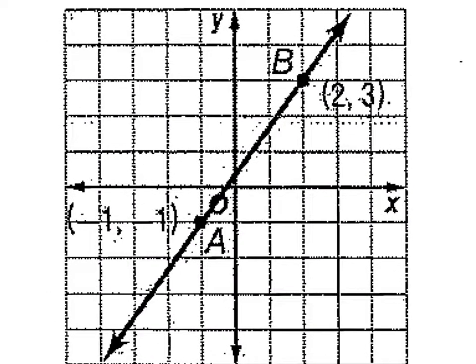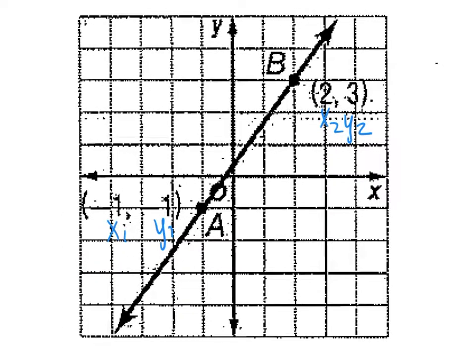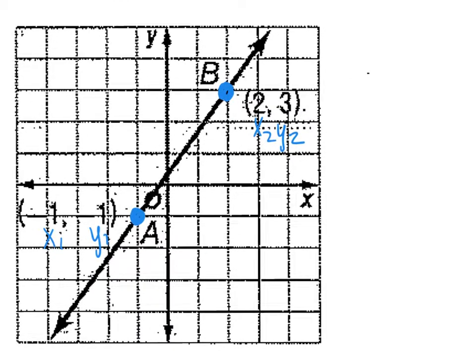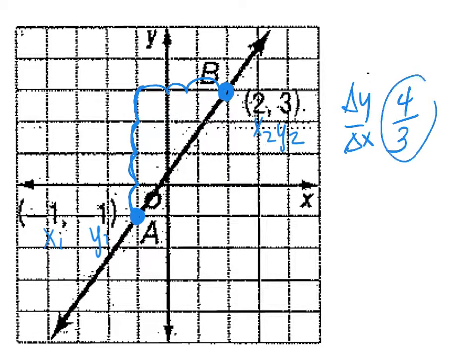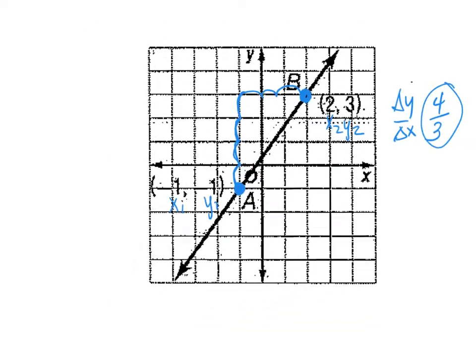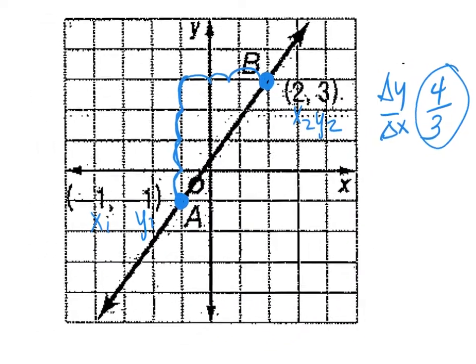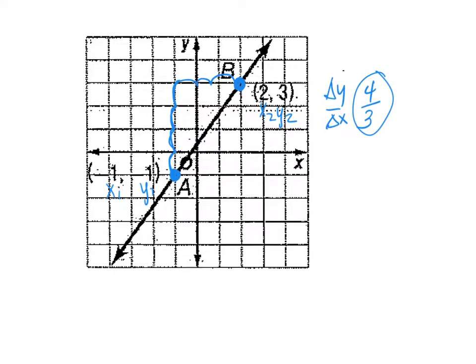If they give us a graph, we can label it x1, y1, x2, y2, and solve it the same way. Or we can find our vertical change and our horizontal change using those 2 points that they give us. So my vertical change from point to point, I can just count those squares. So 1, 2, 3, 4 is my vertical change, and 1, 2, 3 is my horizontal change. Okay? So if they give you a graph, you can do it either way. You can use that formula, or you can count your graph. Does that make sense?